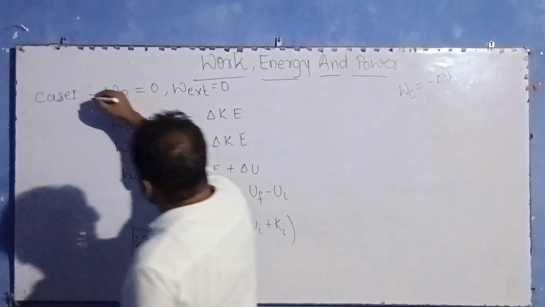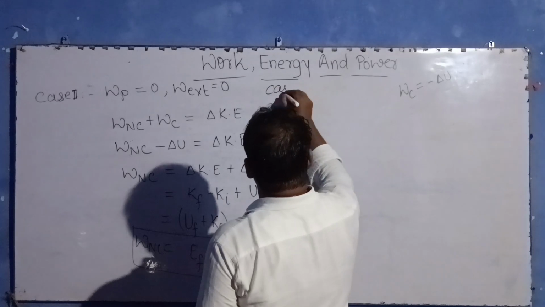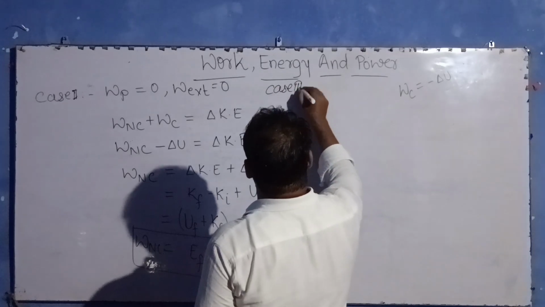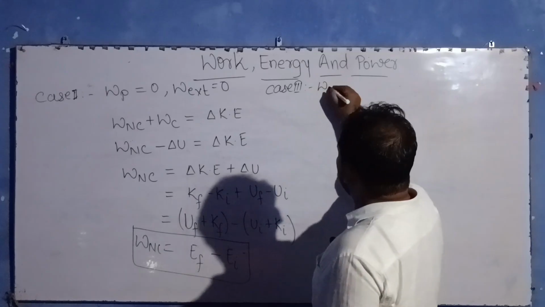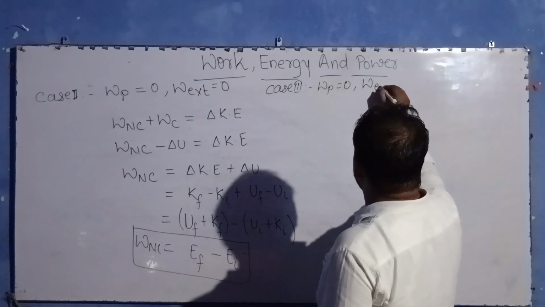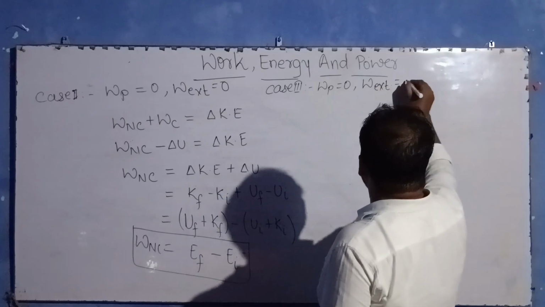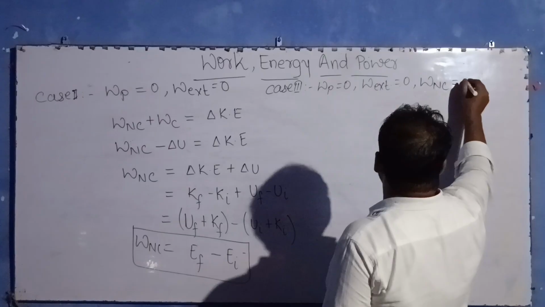In the third case, let us assume that there is no non-conservative force present. Then this equation becomes: work done by pseudo force is equal to 0, work done by external force is equal to 0, and work done by non-conservative force is also equal to 0.